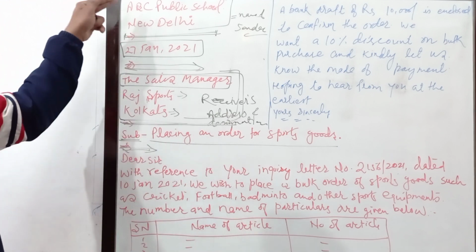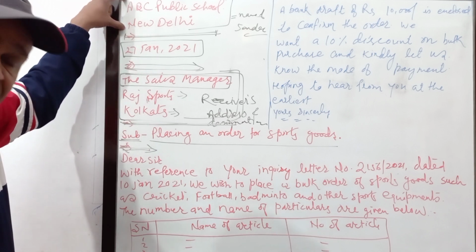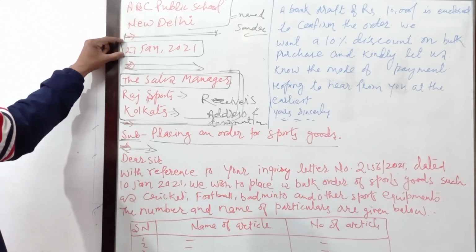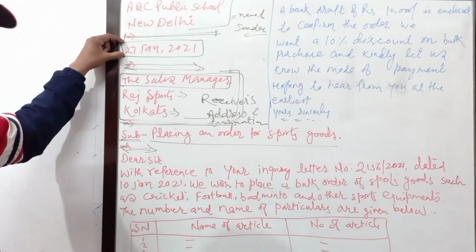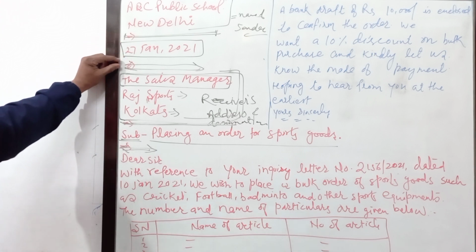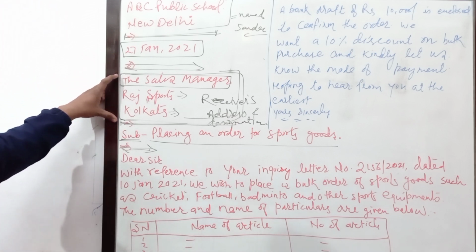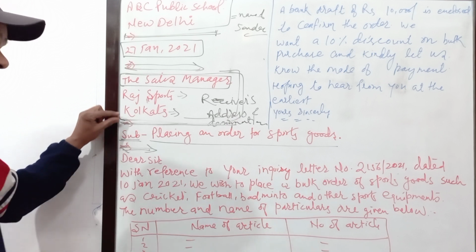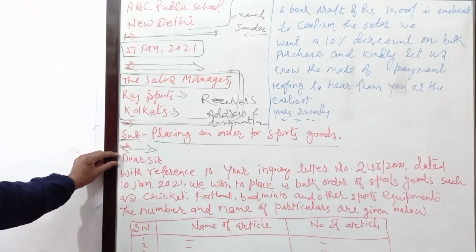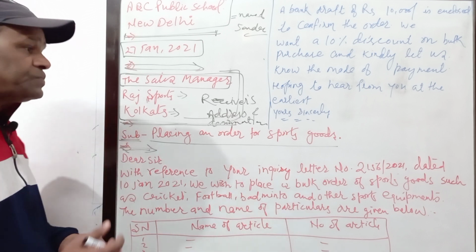So let me recall the format again. First of all, the name of the sender or sender's address, then one line gap, then the date of that particular day when you are writing the letter, then one line gap, and then the designation and address of the receiver, then the subject after one line gap, again one line gap, and then we write the salutation, and then we start the body. Let me discuss the body here.